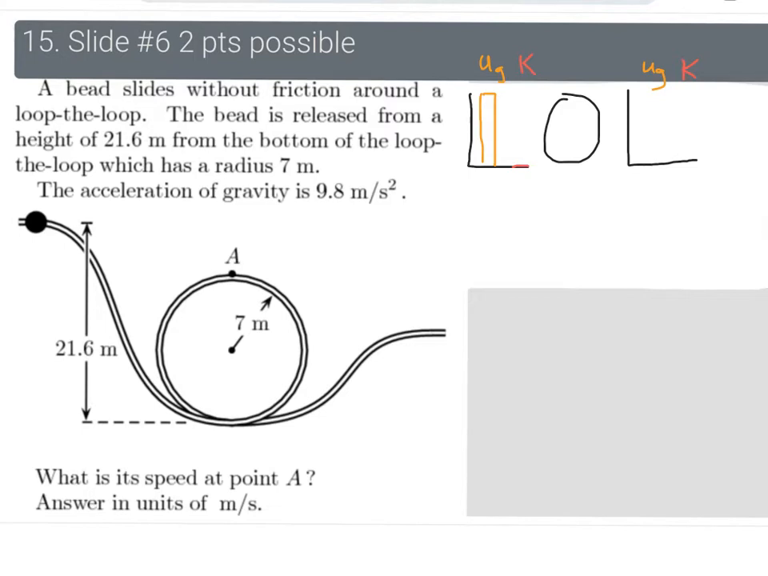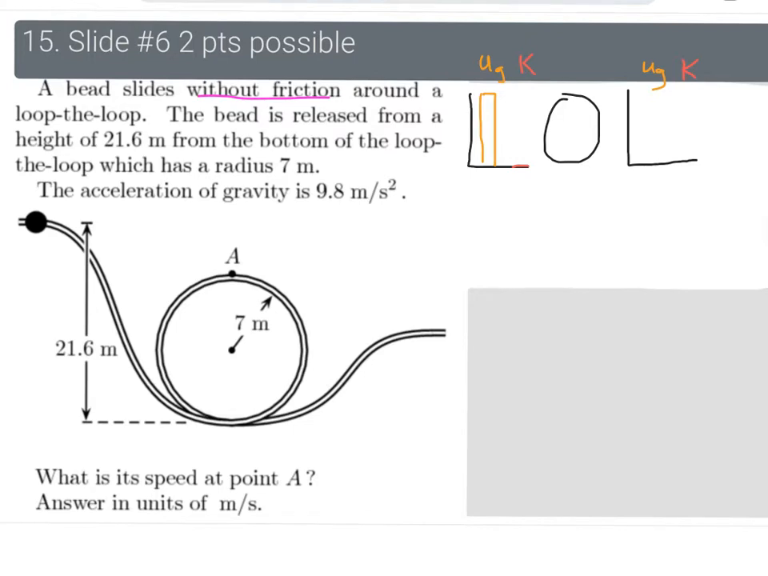Now it says there is no friction, so without friction, there's no energy leaving our system, and there's no energy going into our system. And our system consists of the bead and the roller coaster, so pretty much everything in the picture is our system, and there's no friction.